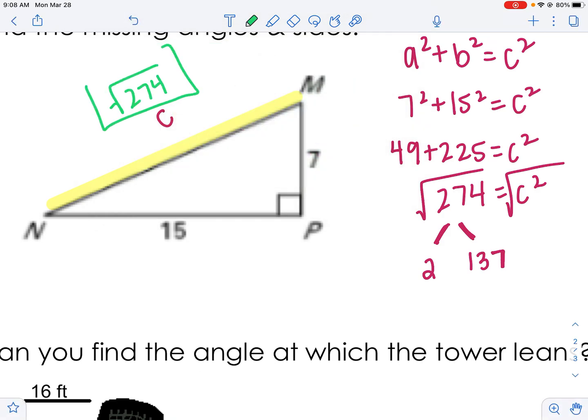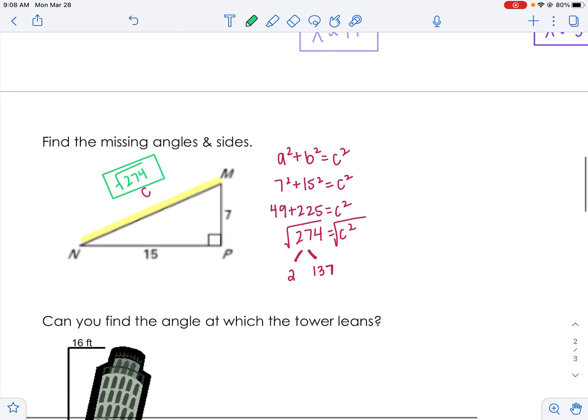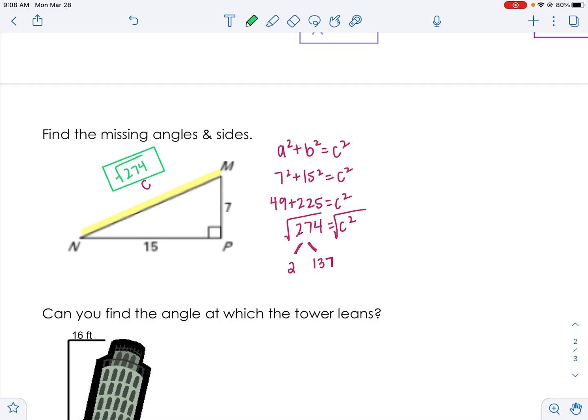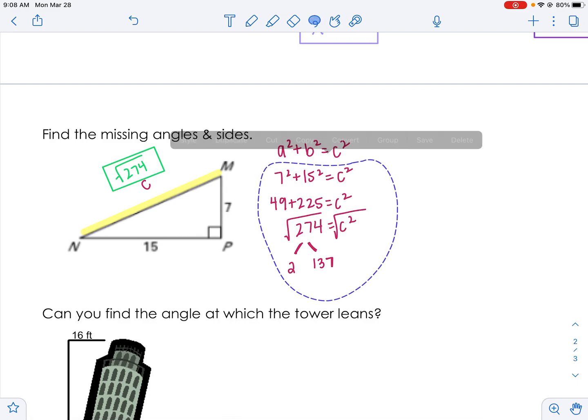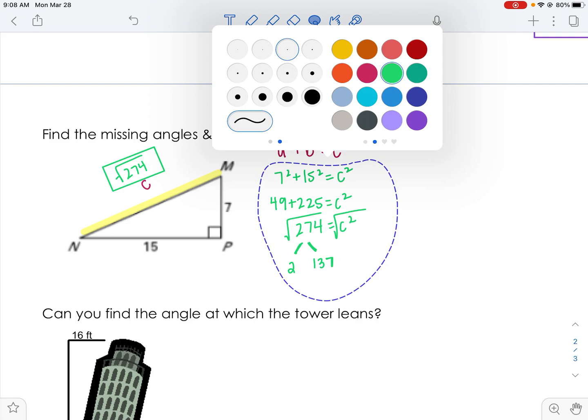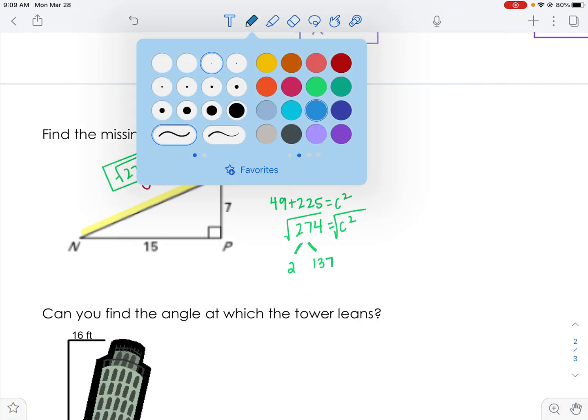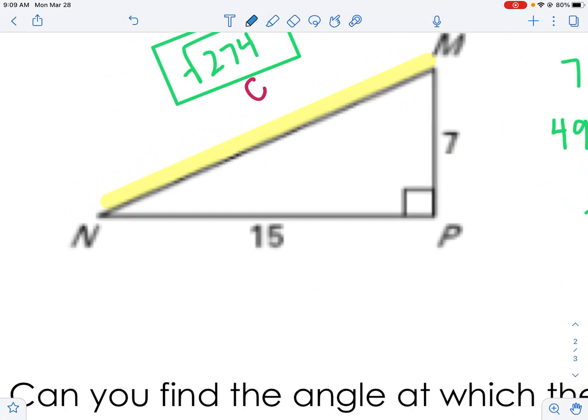So that missing side over here is just the square root of 274. I'm going to leave my answer just like that. I attempted to make a factor tree, but there was nothing that it factored to. Okay, now I need to find my missing angles. So now I want to find the missing angles.